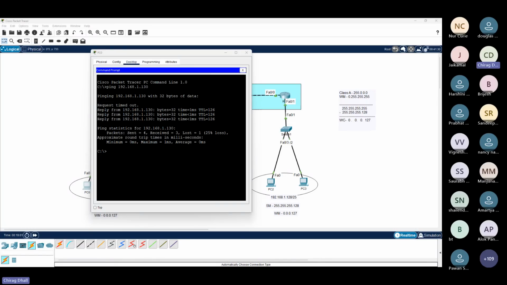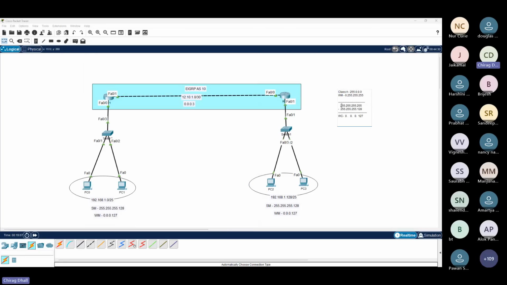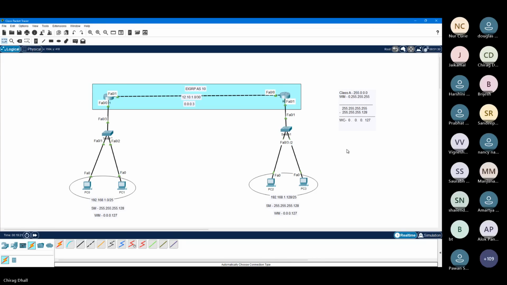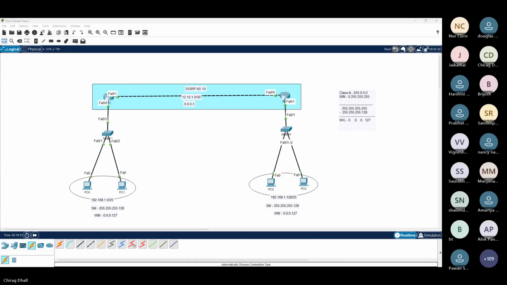To calculate the wildcard mask, you just have to subtract the subnet mask from 255.255.255.255. Whatever your subnet mask is, subtract that from 255.255.255.255, and you will get your wildcard mask. Any other questions or doubts?